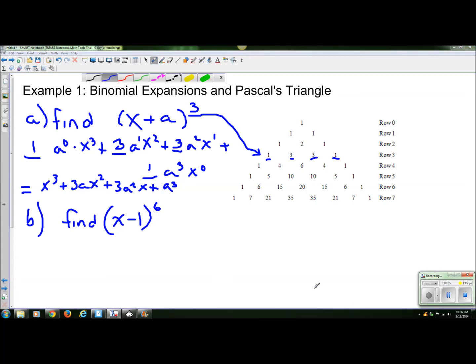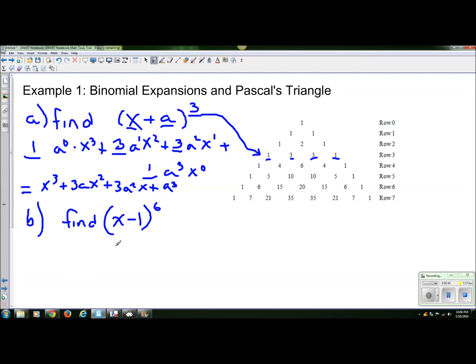So the way that we deal with the powers of our terms is we take a to the 0th power in the first term, a to the first power in the second term, a squared in the third term, and a to the third power in the fourth term. And then we do the exact opposite with the other term in our binomial, the x. We start off with x cubed, then we go to x squared, then x to the first power, and then x to the 0th power. So in other words, one of the terms in the binomial is counting up, the other term is counting down.